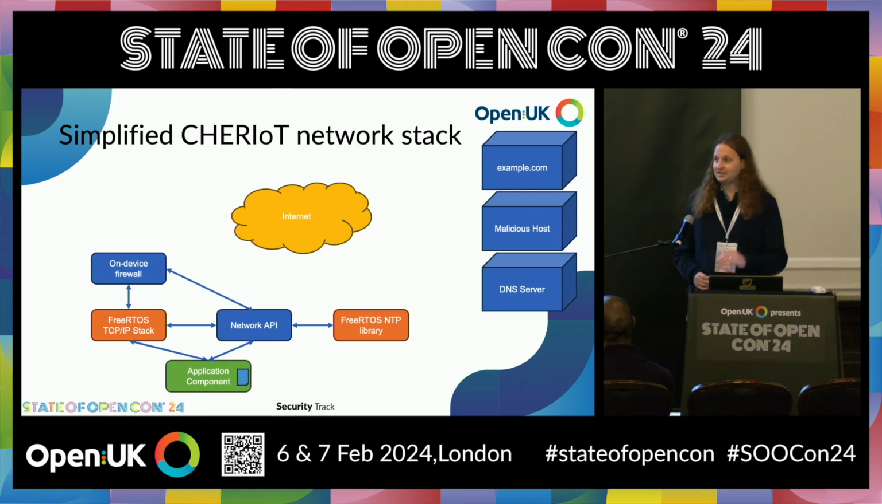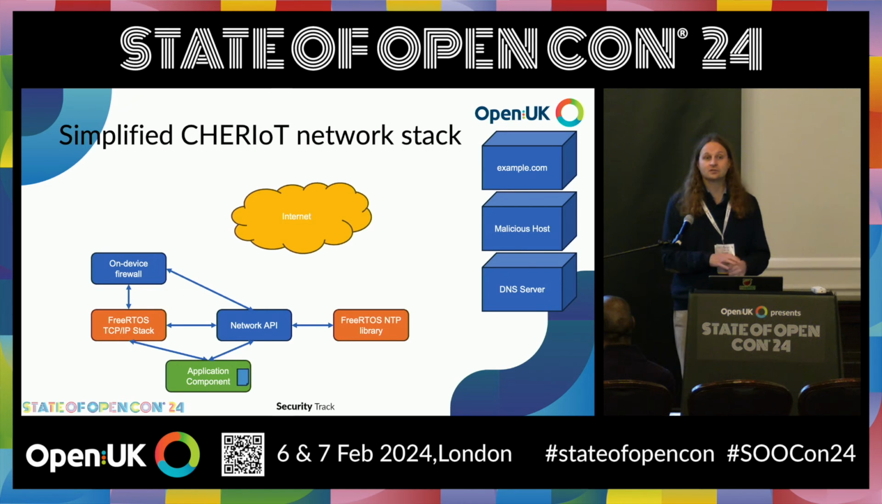So this is what happens if you remove all the TLS and other complexity from our network stack. The blue boxes are code that we've written from scratch. Each of those boxes in the bottom left are separate compartments. The orange boxes are almost entirely unmodified third-party code. So we've taken the FreeRTOS network stack, we've taken the FreeRTOS SNTP library, we've written some wrappers around them, but we haven't modified a single one of their source files.